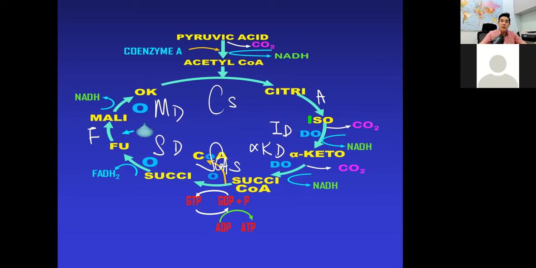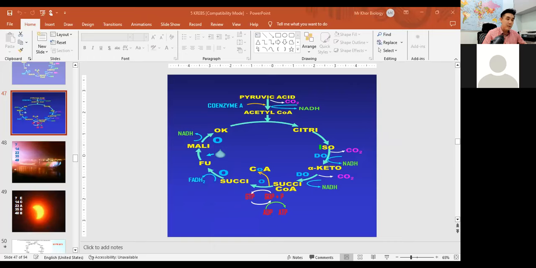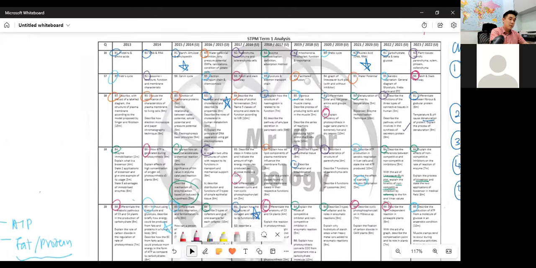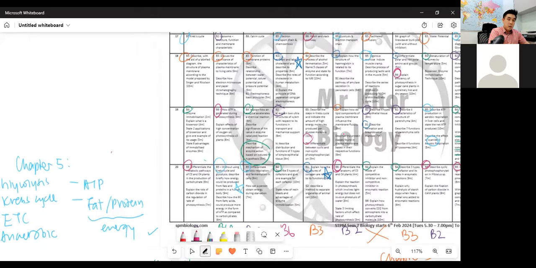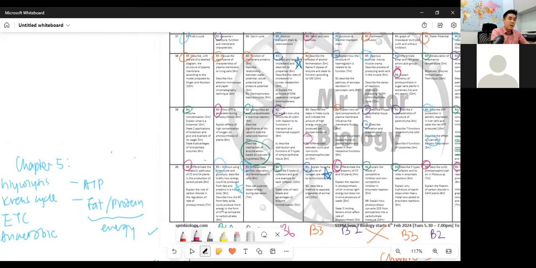Okay, guys, so that's for chapter 5. And with that, let's move to the last topic, which is chapter 6. So this is what I did with them. Every topic, recap every single important thing. Okay, chapter 6, guys, Hatch and Slack already came out.